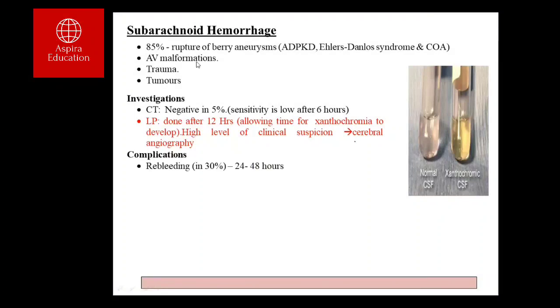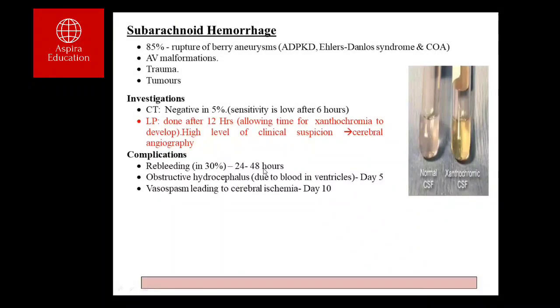What are the complications? Rebleeding. If subarachnoid hemorrhage is because of aneurysm rupture or malformation, it could rebleed in about one third of patients, and rebleeding occurs in 24 to 48 hours. There could be some obstructive hydrocephalus. That means this blood will obstruct the arachnoid space, and the CSF reabsorption is affected. So the blood gets accumulated within the ventricular system, and you have obstructive hydrocephalus. There could be vasospasm as well, because of the surrounding blood in the subarachnoid space. The blood vessels get irritated and constricted, which can lead to further cerebral ischemia.